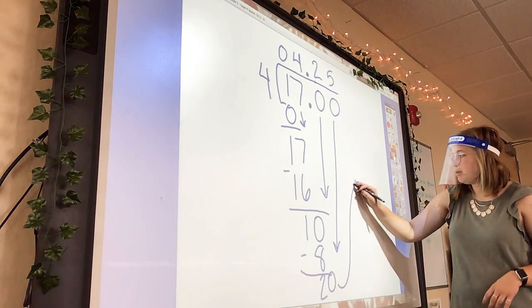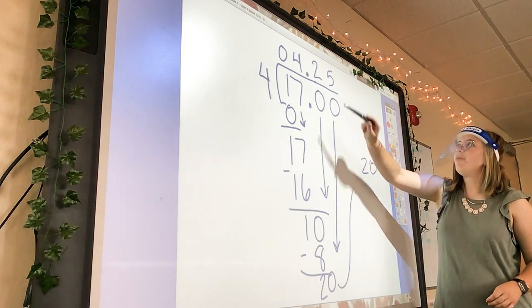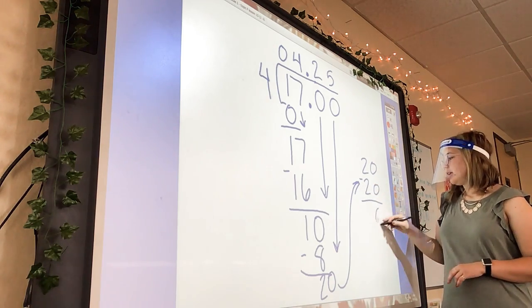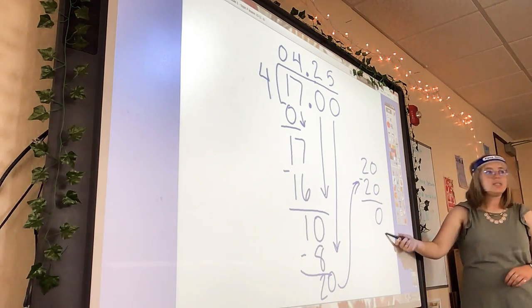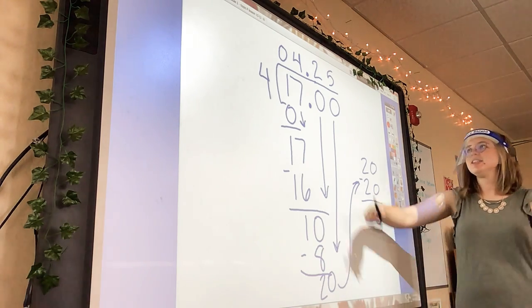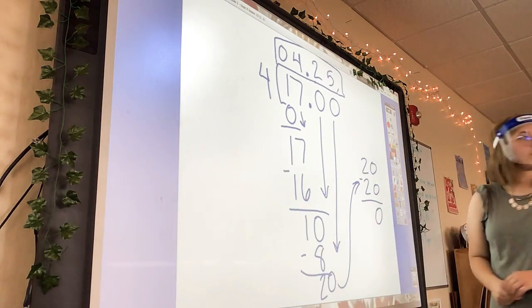So I have to move up, so we have 20, okay? 4 times 5 gives me 20. I've subtracted out, gives me 0. So, since I have 0, do I need to keep going? No. Okay, so my answer to this question is 4 and 25/100, okay?